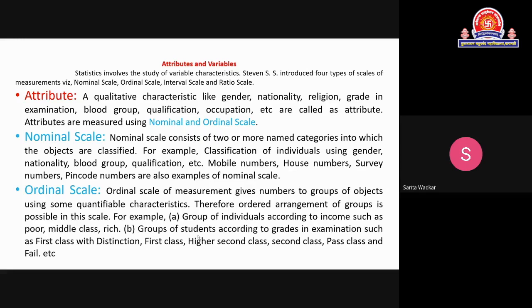Group of individuals according to income, such as poor, middle class, rich. We can categorize that he or she comes under the poor category, middle class category, or rich category, and it is through the order. First we take the poor, then middle, then rich. We can reverse the order also: rich, middle class and poor. Then groups of students according to grades in examinations, such as first class with distinction, first class, higher second class, pass class, and fail class.